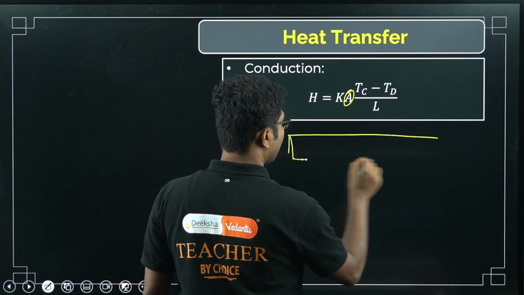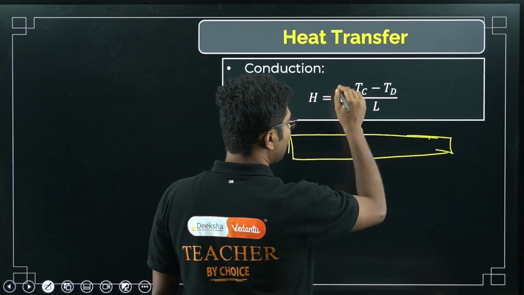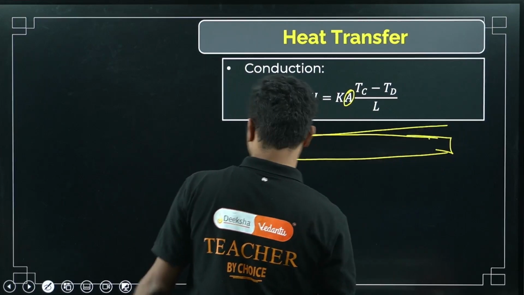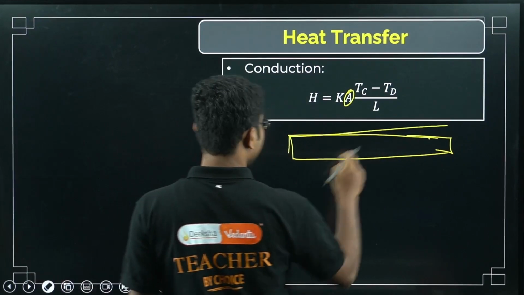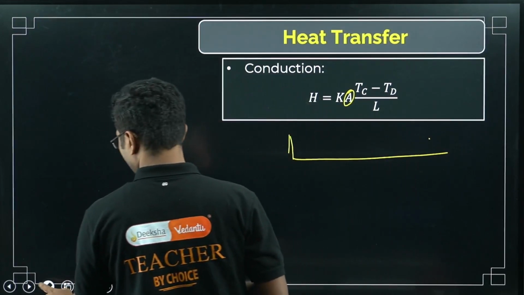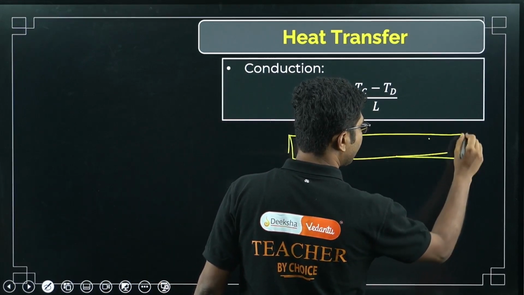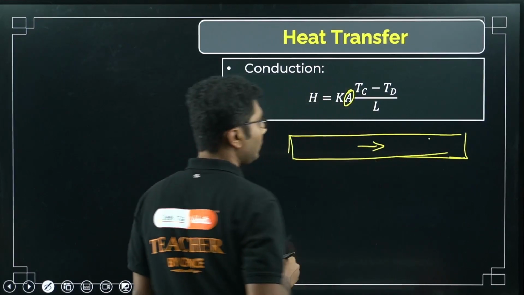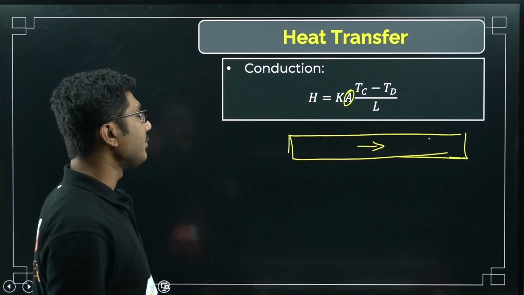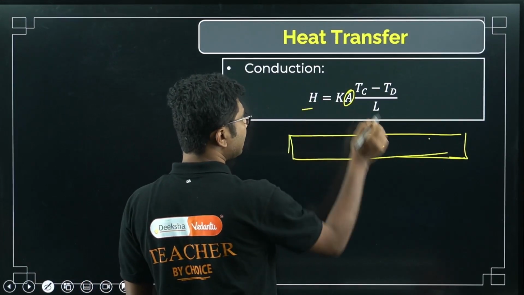Suppose we have a rod. Let's explain this equation. What is the meaning of this equation? The equation means that suppose we have a rod, and you are transferring some amount of heat through this rod. How much heat will be transferred is based on this formula.